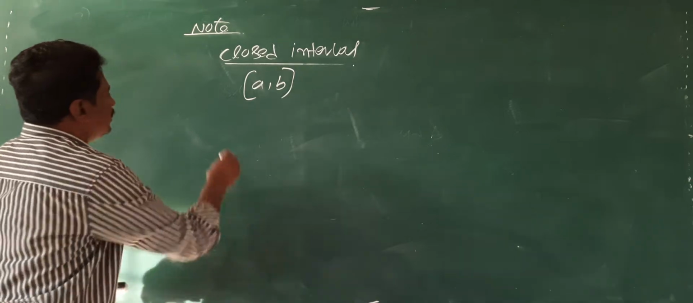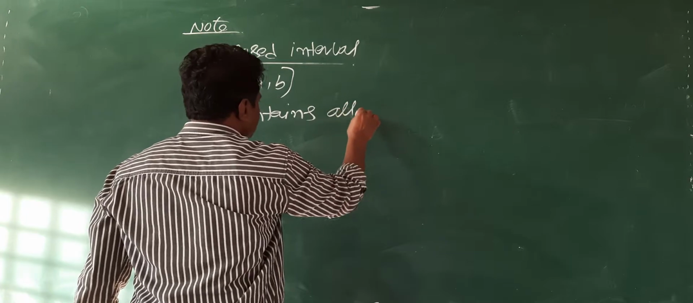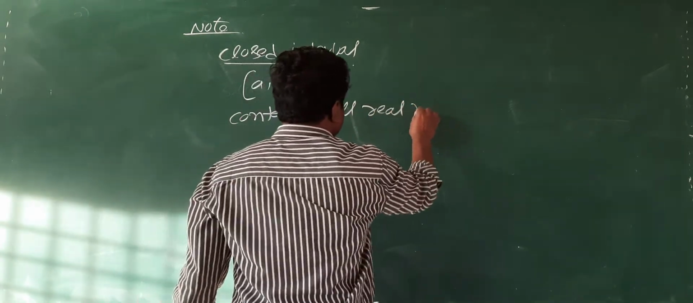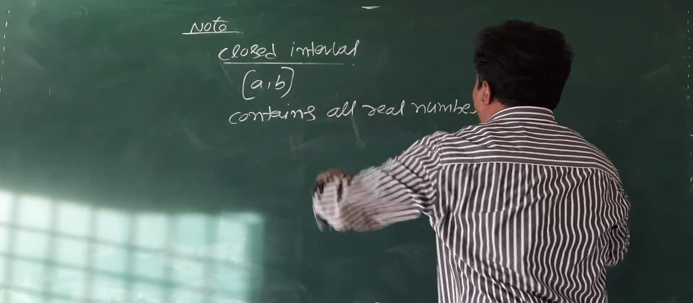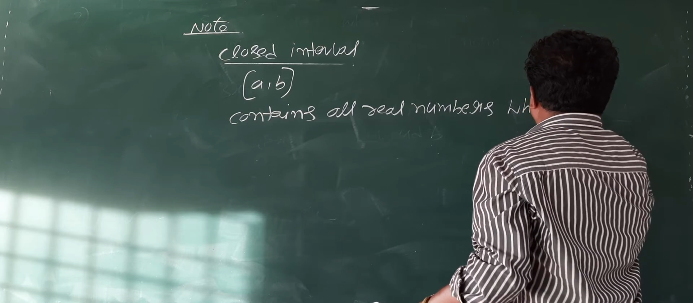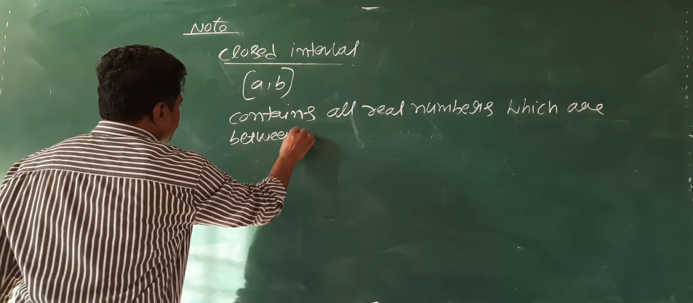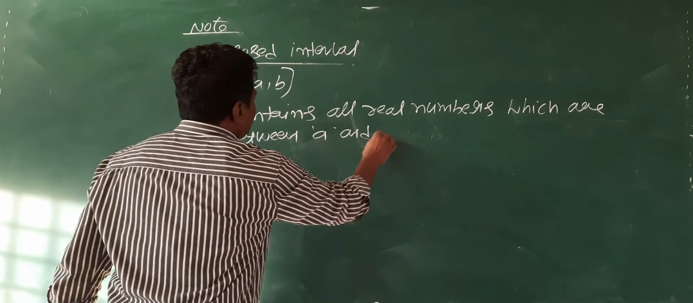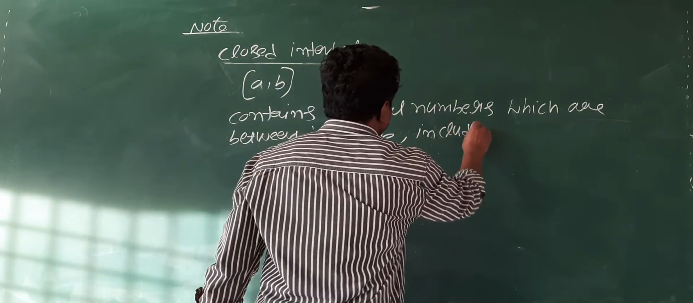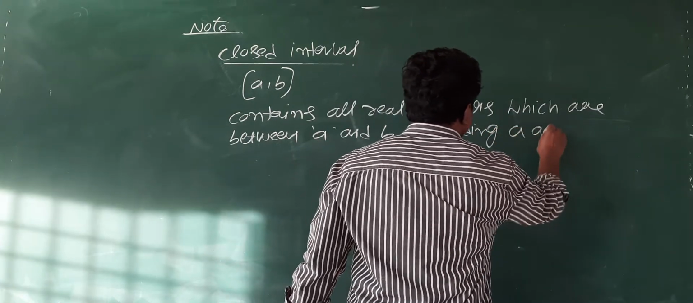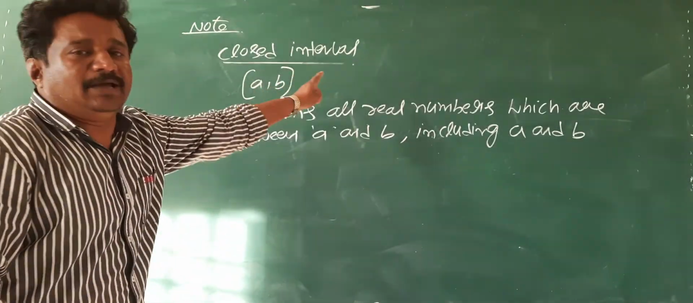So this closed interval contains all real numbers which are between A and B, including A and B. Open interval, sorry, closed interval contains end numbers also.